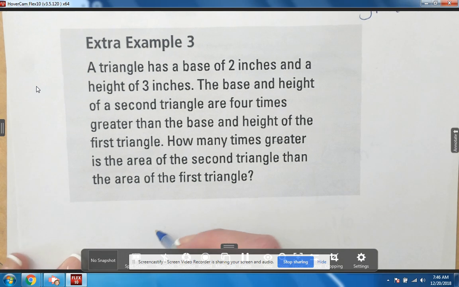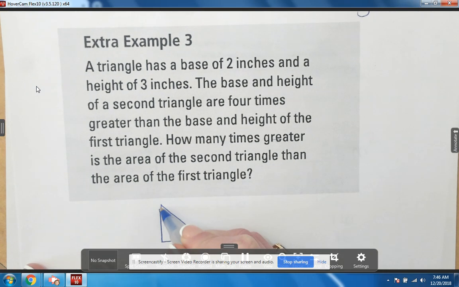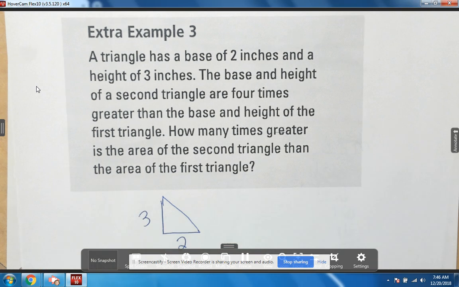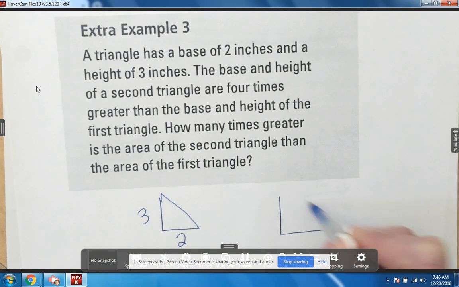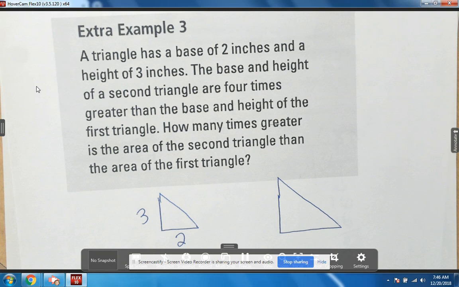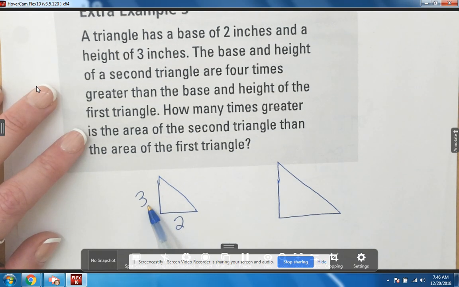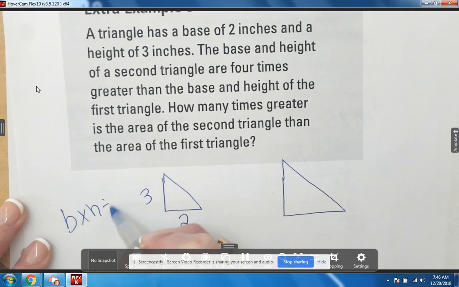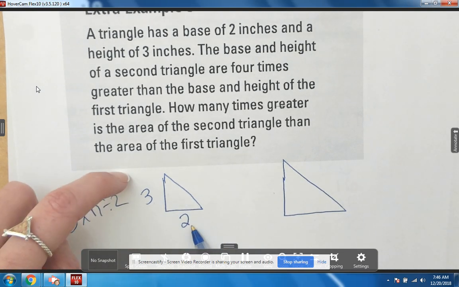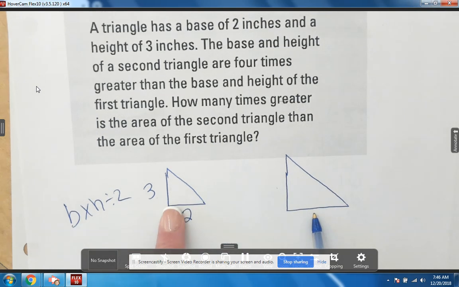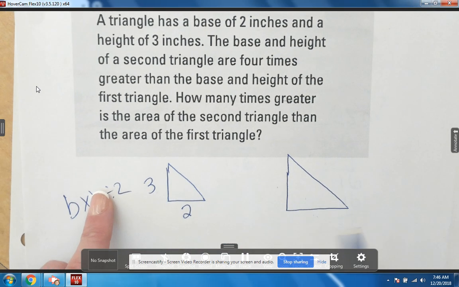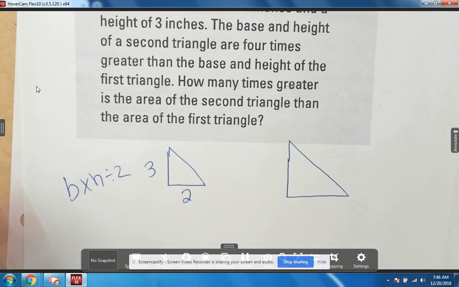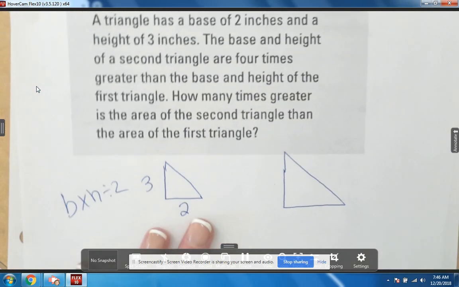So it says a triangle has a base of 2 and a height of 3. So it's easier to start by drawing a picture. Base of 2, height of 3. The base and height of a second triangle are 4 times greater than the base and height of the first. So what you're going to do is multiply this by 4 to get this number, and multiply this by 4 to get this number. When you are done, find the area of both triangles by doing base times height divided by 2. Then divide the two answers to see how many times greater it is. So that's going to be your last one. So see if you could figure that one out.